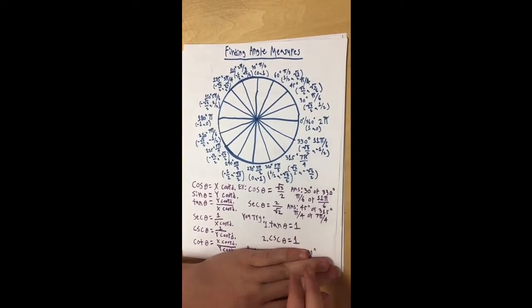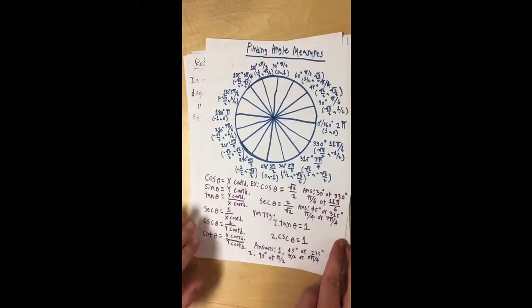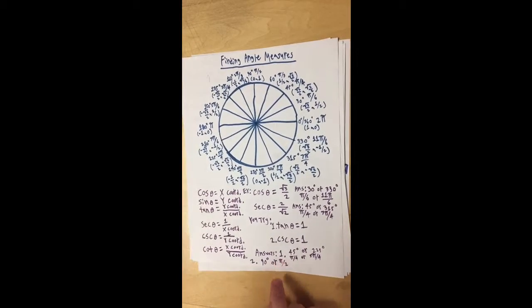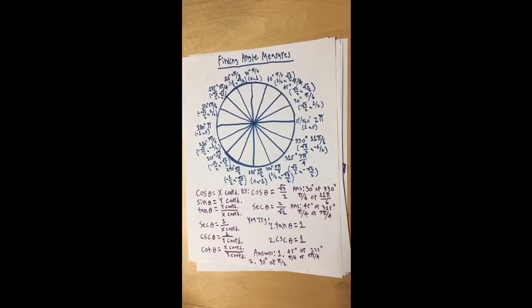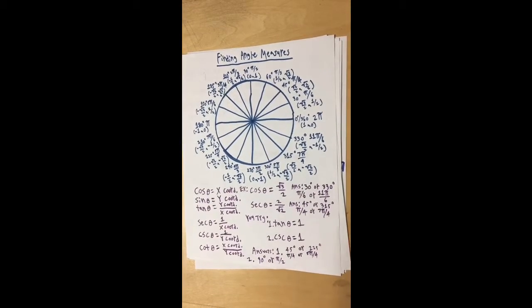And then we have our u-tris here. You may have already seen the answers, but here they are again. Answer number 1, 45 degrees or 225 degrees, and pi over 4 or 5 pi over 4. And then number 2, 90 degrees or pi over 2 in radians.